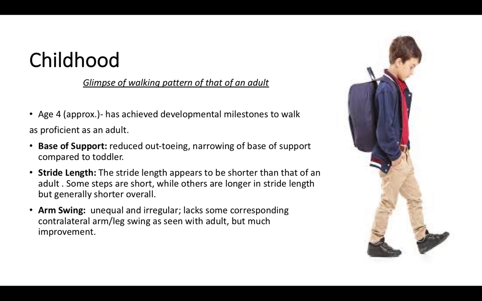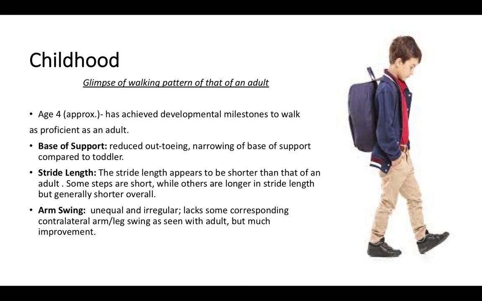Moving on to childhood, we see a glimpse of a pattern of that of an adult. And by age 4, they have achieved the developmental milestones to walk as proficiently as an adult in many cases. The base of support is definitely reduced compared to that of a toddler, and the toeing out has been brought in and is not toeing out anymore. Stride length we see is shorter than that of an adult.